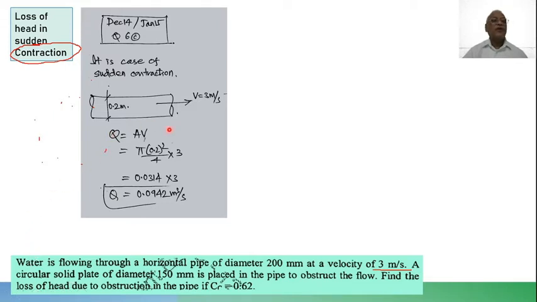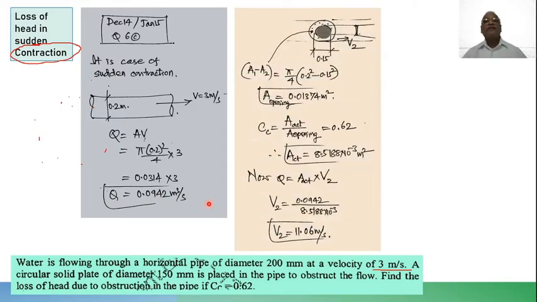Simple, Q equal to A into V, velocity is given. So pi d squared by 4 into 3 comes out to be 0.0942 meter cube per second. That is the discharge. Now, here I have drawn the picture for you.